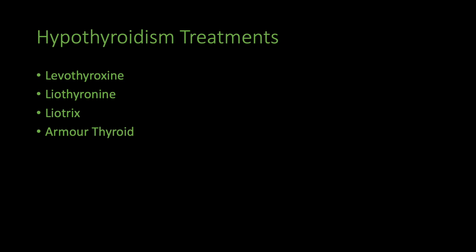Liotrix is basically a combination of both, and you'll see how that plays a role as well. Liotrix and Armour Thyroid are essentially the same thing. They're going to work in both pathways, how levothyroxine and liothyronine work. So it's like taking levothyroxine and liothyronine at the same time, but it's actually just one pill. So it'll kind of break into two different pathways here, and I'll show you in the next slides.